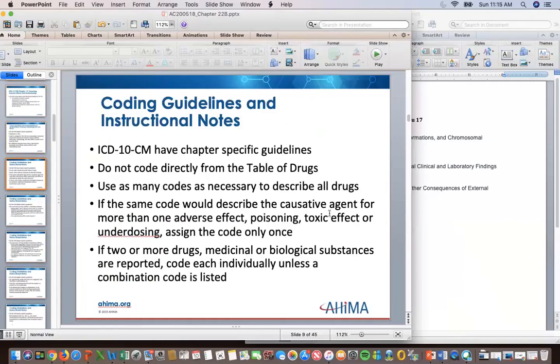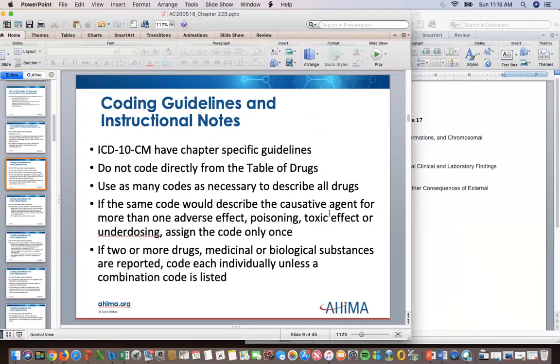Do not code directly from the table of drugs. That is forbidden. You must always go back into your tabular and determine that. And one second here, I'm looking at something for you. As we talked about earlier, right behind the neoplasm table in your index, and I apologize, I should have started there as I reviewed this, but go to your table of drugs. And this is where you will start in your index.